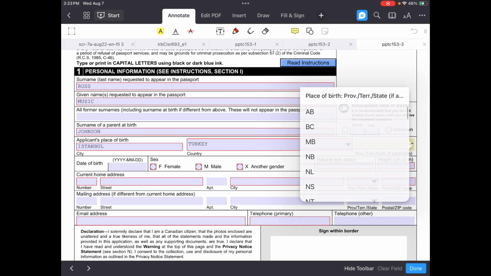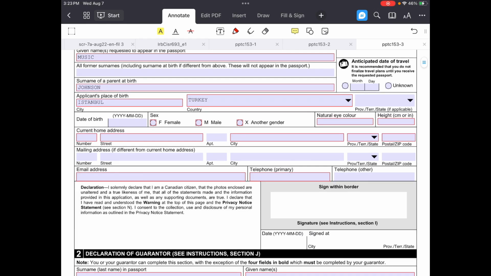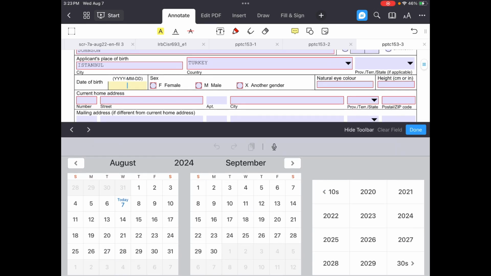And for this section, if this doesn't apply to you, just leave it blank. Then it's asking for your date of birth. We're going to say the person was born on August 7th, 1966.